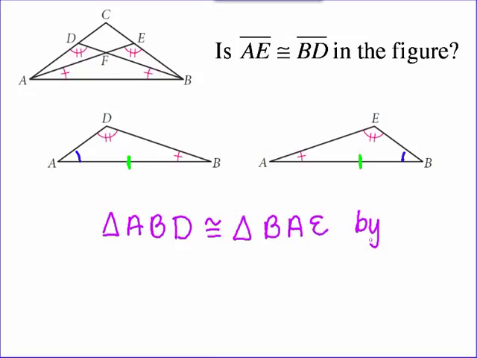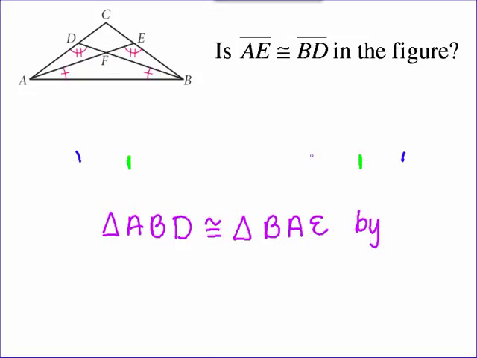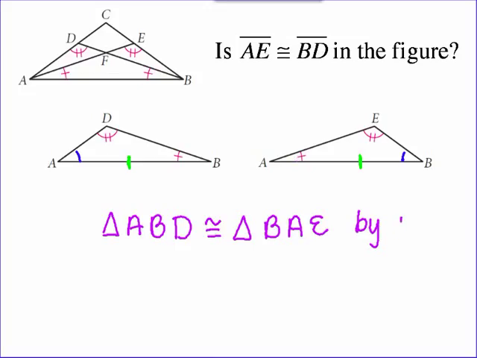AAS would work because I could go angle, angle, side, that will work. I could also have angle side angle. No, wait, that's already there. Never mind. Those are your only two options.